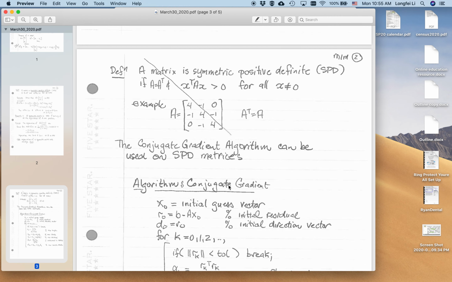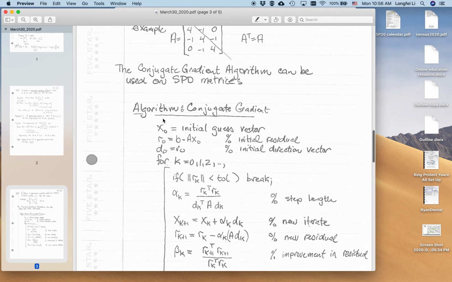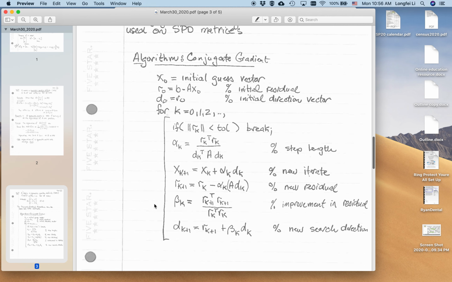A very important numerical method that can be applied for solving SPD systems is called the conjugate gradient algorithm. Here is the detailed algorithm. I'm going to give it out here, and I'm going to explain what I'm doing for each step. Given the initial guess x0, the initial residue is computed by b minus A x0. And we define another direction vector d0 that is given by the direction of the residue.